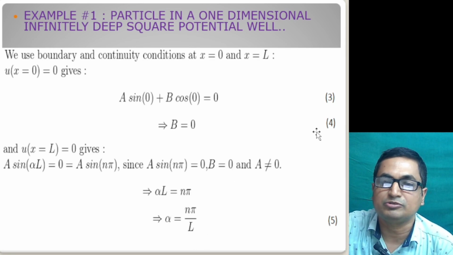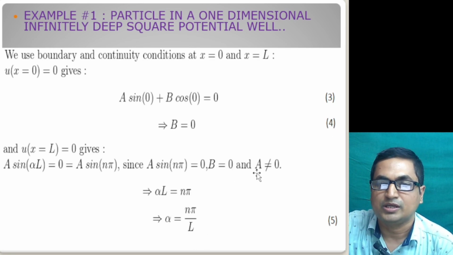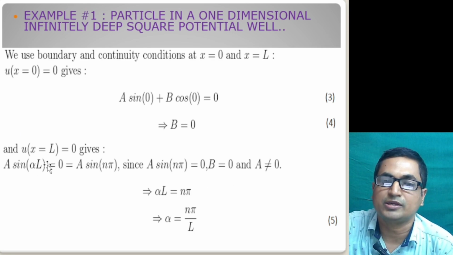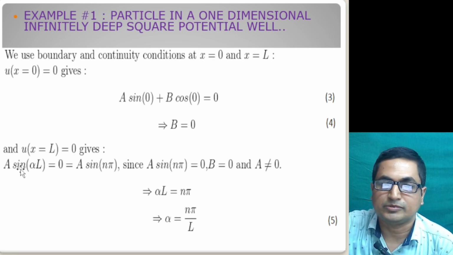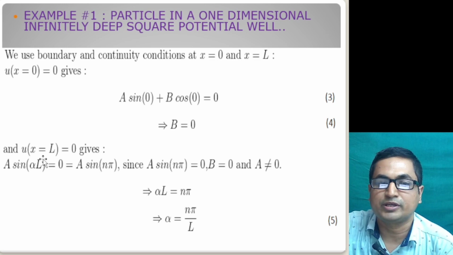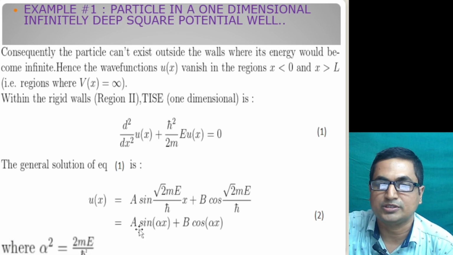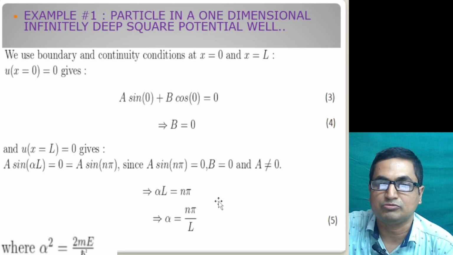Here we see that B equal to 0 is already given by equation 4, and only A will remain. That's why we are putting the boundary condition u equal to 0 at x equal to L only on the first part of the wave function, that is, A sin alpha x in equation 2.